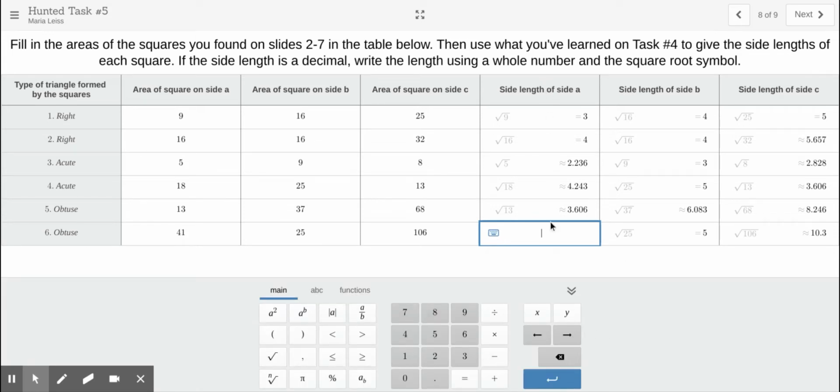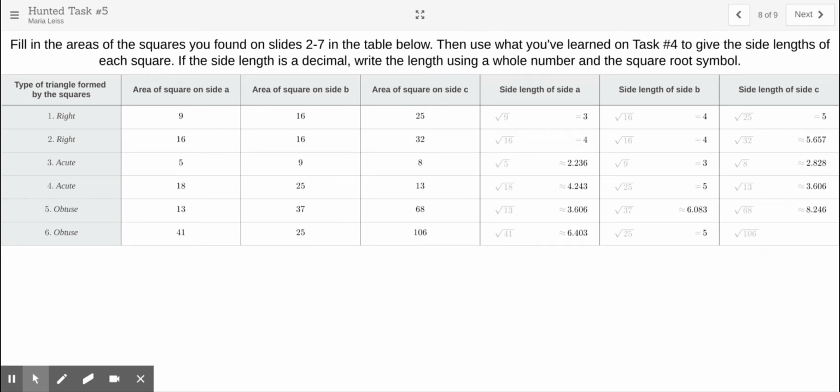So for the side length of A, the area of A is 41. To get the side length, we have to take the square root of the area. So I would do the square root of 41, and then I hit enter on my keyboard, and it automatically puts the decimal version, and it still leaves the number you put in. So it leaves the radical 41 and it leaves the decimal version. So again, if you didn't get this, pause this video and get these inputted in your answers.